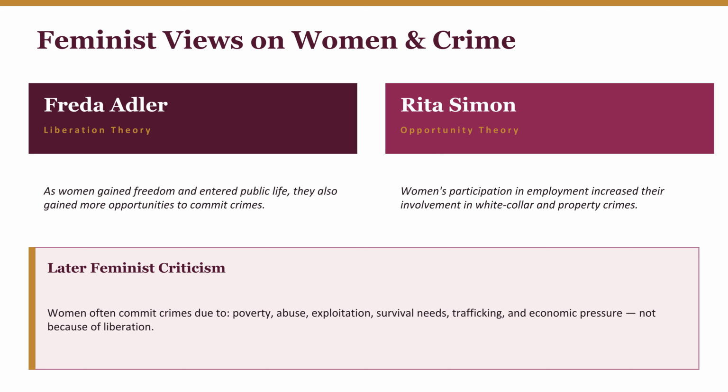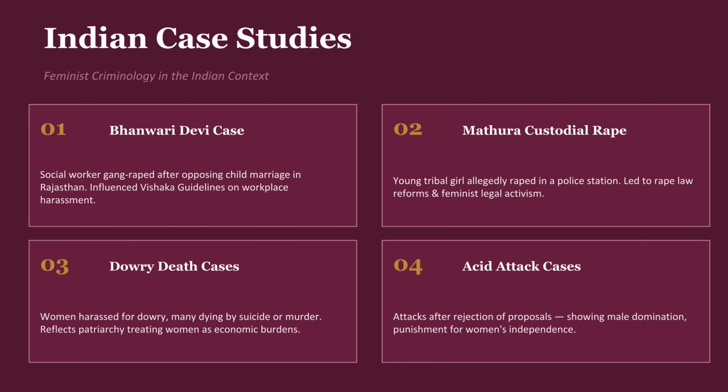They argued that many women commit crime because of poverty, abuse, lack of opportunities, coercion, trafficking, addiction, or survival needs. For example, some women involved in theft, drug transportation, or prostitution may actually be victims of exploitation themselves. So, feminist criminology focuses more on structural inequality rather than blaming individuals for morality.